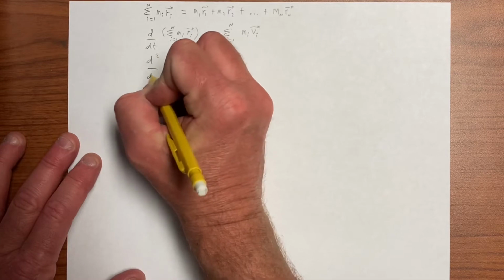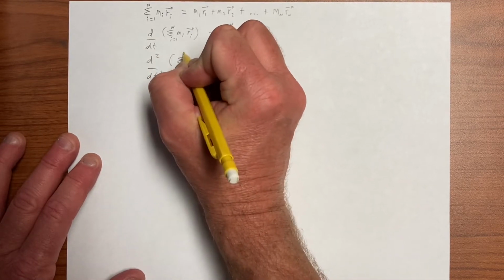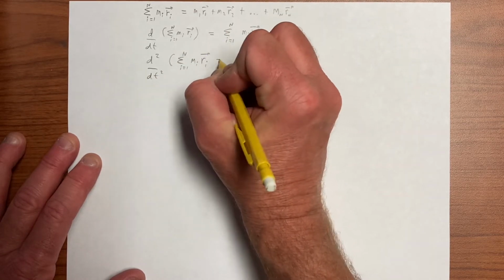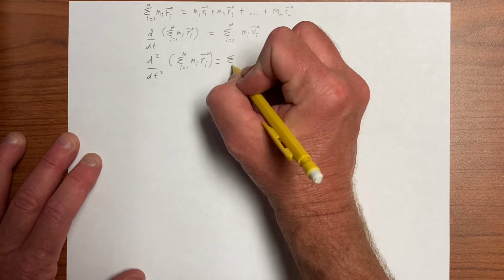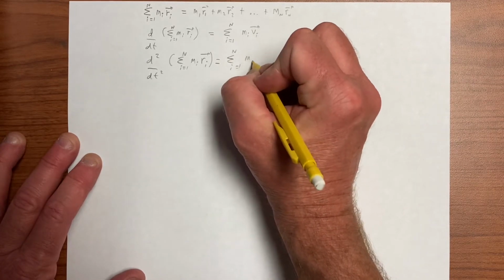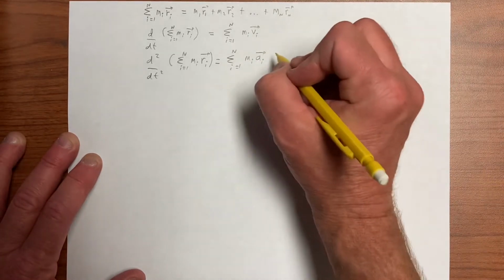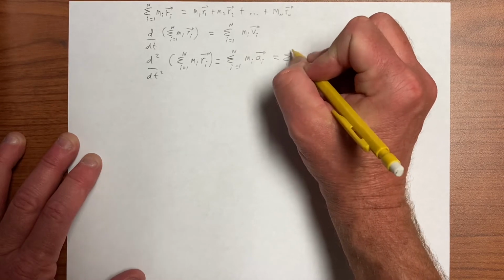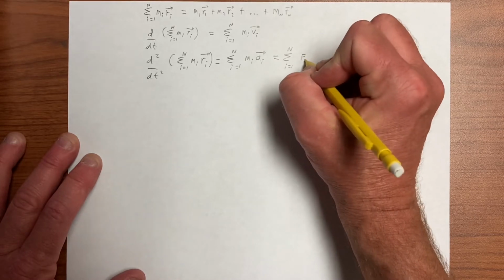Let's take a second derivative in time of this quantity, the sum from i equals 1 to n of mi ri. That will give us a sum of masses times accelerations. But of course we know from F equals ma that that's the sum of all the forces acting on the individual objects. So that's the sum Fi.